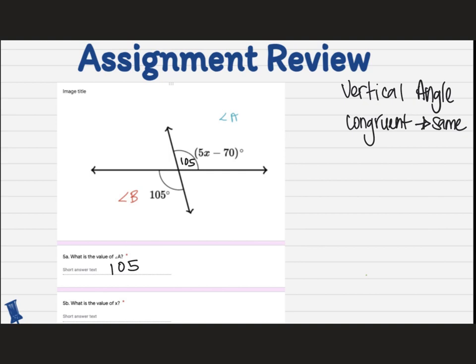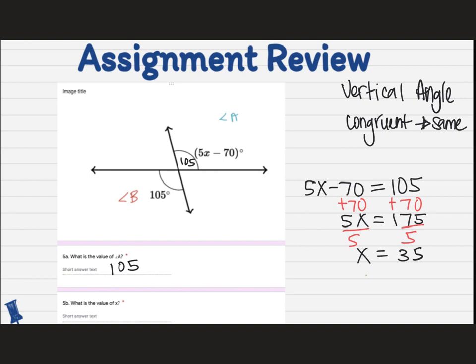Our next question asks us to solve for x. So if I'm setting up the equation, I would say 5x minus 70 equals 105. Then I'm going to solve the equation. So I add 70 on both sides, and then I'm going to divide both sides by 5. And I'm going to get x is equal to 35.